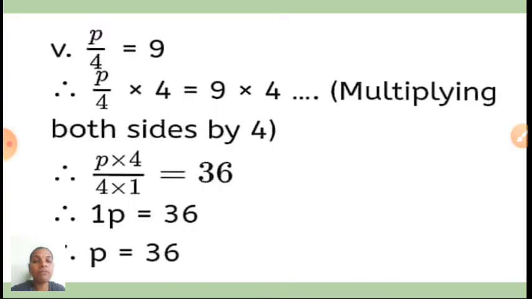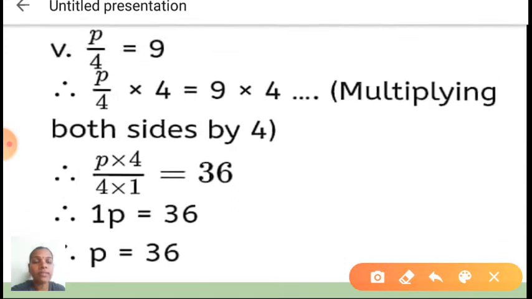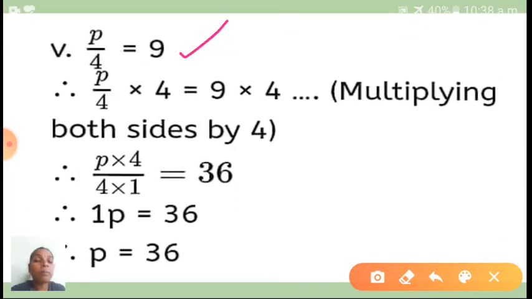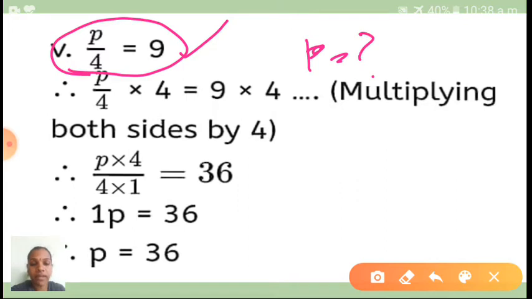Practice set 27, fourth question, that is fifth sum. This is your sum: P upon 4 is equal to 9. This is the equation, isn't it children? Can anyone say what is the variable in this equation? Yes, P is the variable. So this P value we have to find. When we solve the equation, we will get the value of P.